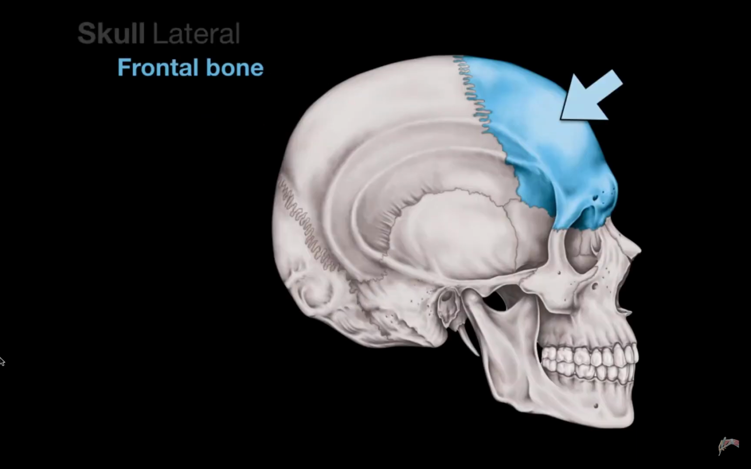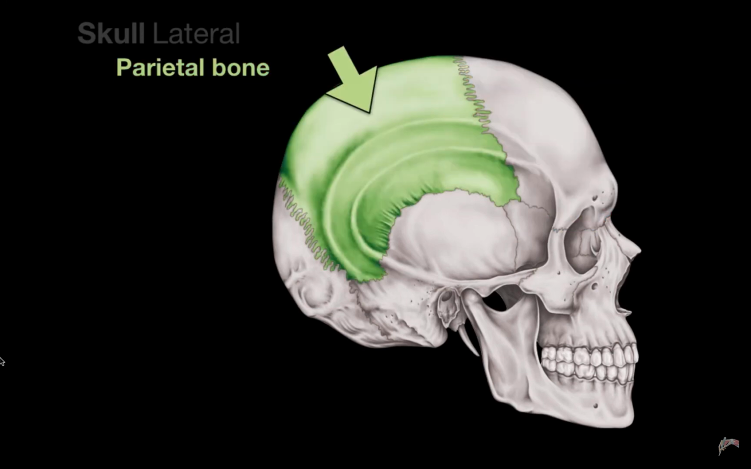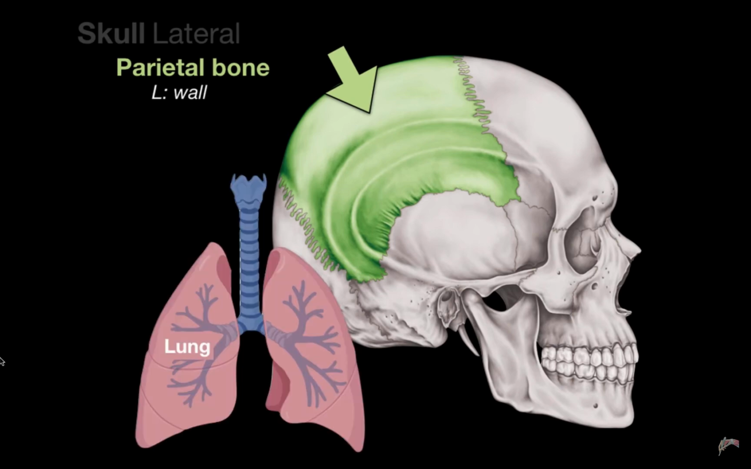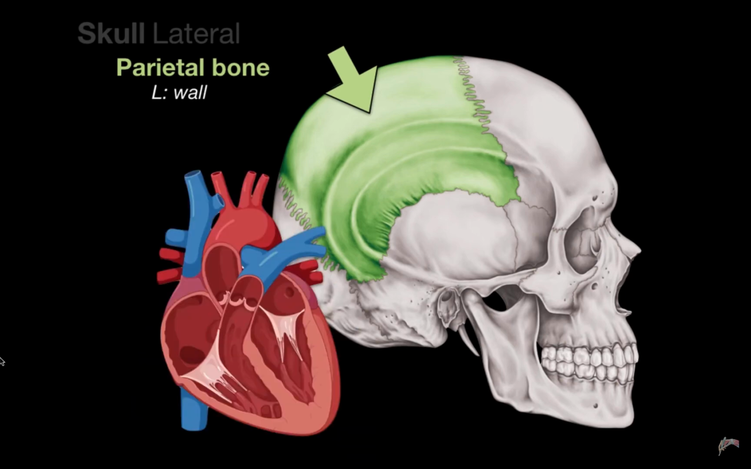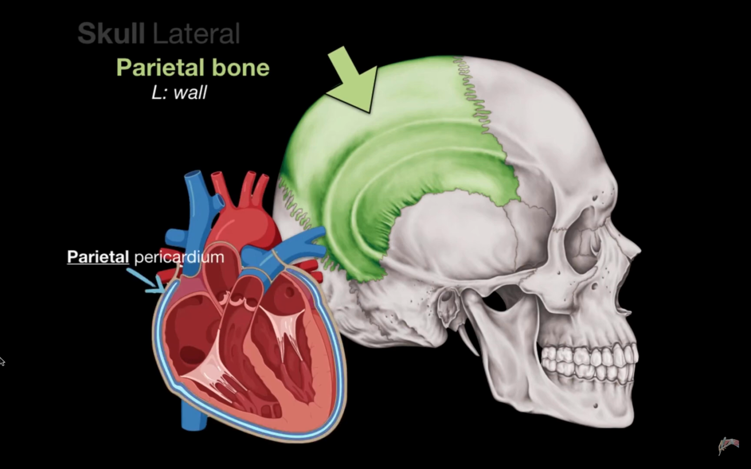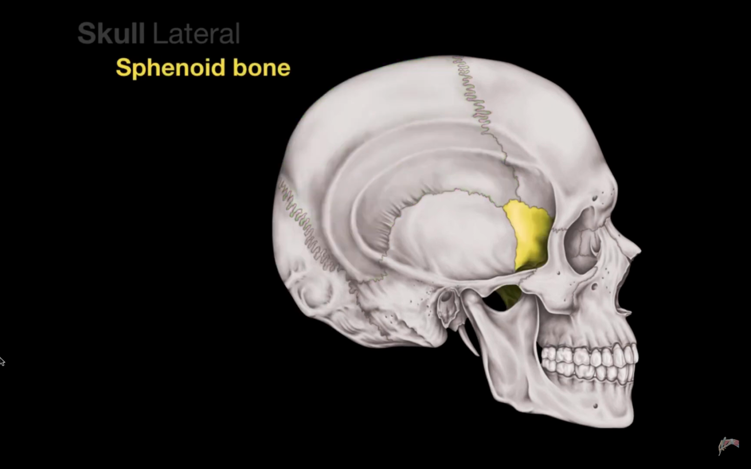And so here's our frontal bone forming the forehead. And then there's our parietal bone, and the word parietal is Latin for wall because it forms the wall of the cranial vault. And where do you see this term parietal? Well, the parietal pleura, which is the mesothelial lining of the wall of the lungs, or the parietal pericardium, which is the mesothelial lining of the wall of the heart. So whenever you see the word parietal, like parietal peritoneum, parietal bone, it means the wall.